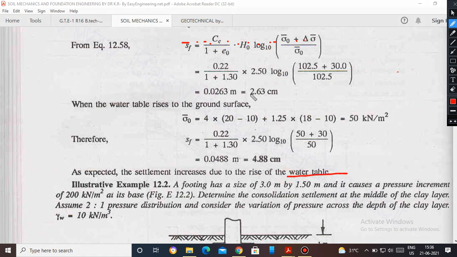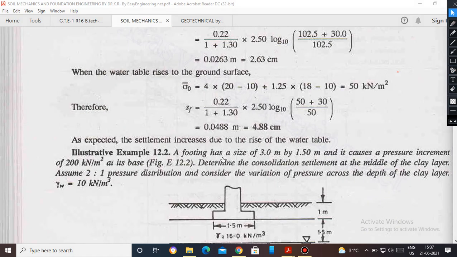If you observe, without rising of the water table above the ground surface, we are getting the settlement of the clay layer as 2.63 centimeter. When the ground water table rises to the top of the ground surface, the settlement of the clay layer we are taking as 4.88 centimeter. In this way, we will calculate the problems based on the consolidation of the soil mass.